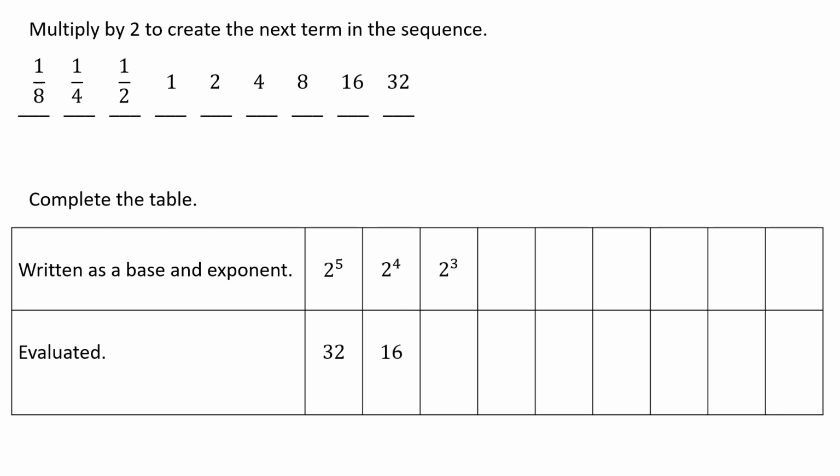Now, again, with an in-out table or a function rule, if I see a definite pattern on the input, I should see a definite pattern on the output. So I'm seeing a pattern with the input, right? I have 2 to the 5th, and then 2 to the 4th, and then 2 to the 3rd. The exponent's always going down by 1. So there's a definite pattern. I should see a definite pattern when I evaluate. So 2 to the 3rd power, 2 times 2 is 4, times 2 is 8.